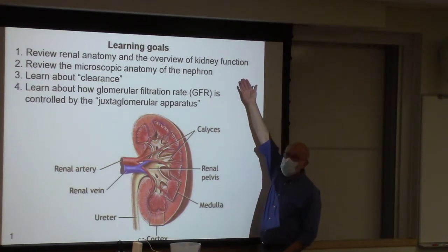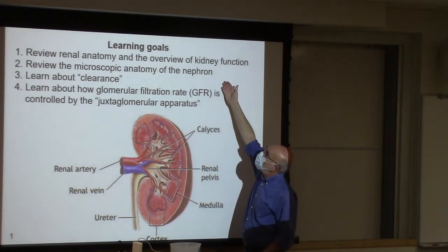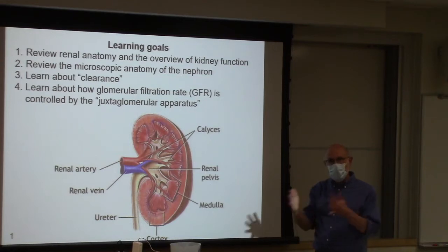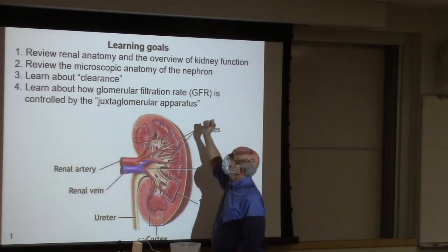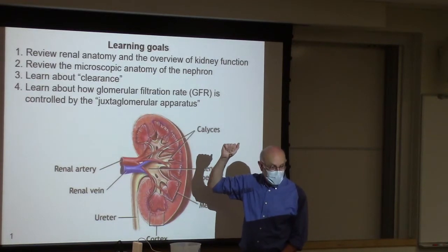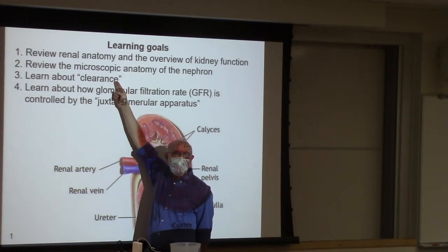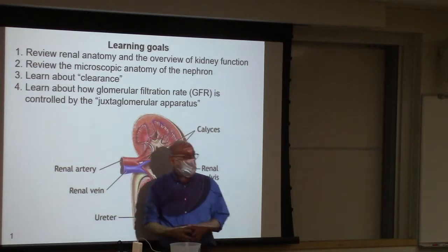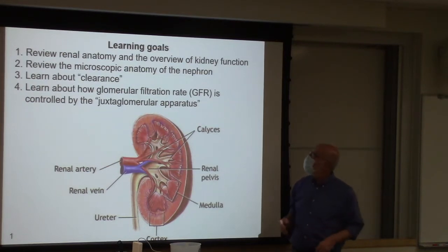Obviously, I don't have to do a review because we just did it. I don't have to review the microscopic anatomy. So this is a slide from when there was a gap in time between one class and another. So what we're going to talk about now is mostly this thing called clearance. I'm not sure it's done very well in your book. So this class is your best reference for understanding clearance. That's what we're going to be focusing on.